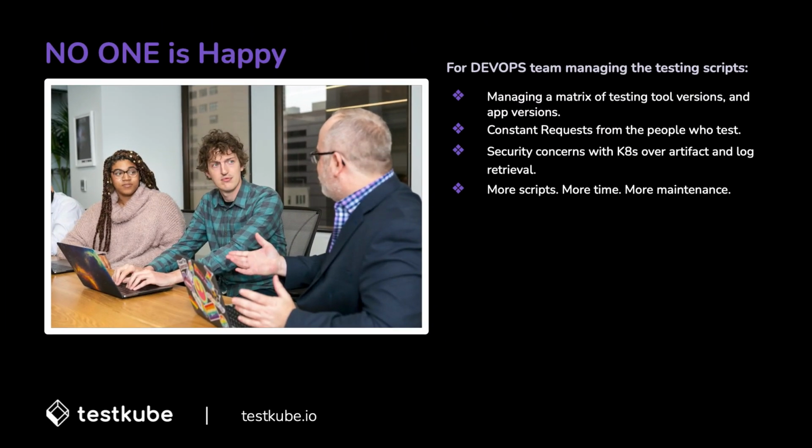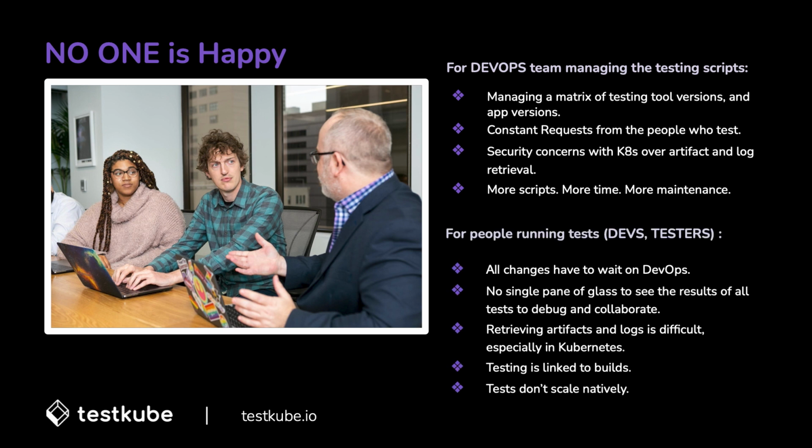For the DevOps team that have to manage the testing tools, they've got to manage a matrix of testing tools, versions, and app versions. They have to deal with constant requests from people who test to make revisions to the system. Especially in Kubernetes, there's security concerns over artifact and log retrieval. And essentially, as systems scale, they require more scripts, more time, and more maintenance.